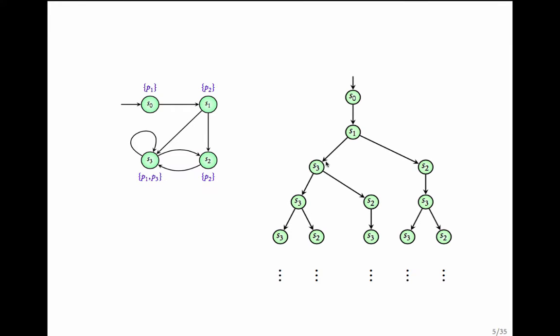You can keep continuing. This path is S3, S3, S3, S3 and so on. And then you have S2, S3, S3 and so on. So you know how this transition system unfolds. This tree is called the computation tree of the transition system. It is telling us the process of execution of this transition system.